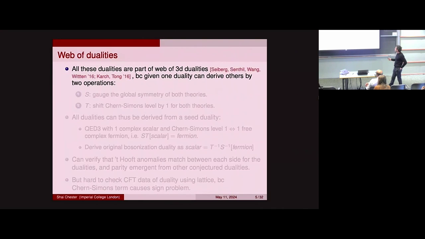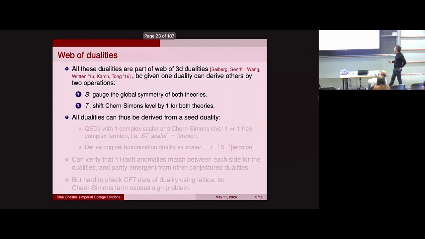Another interesting aspect of these dualities is what's called the web of dualities story. And so there's a claim by these authors from a few years ago that these various dualities were all kind of related. And so the way you can derive one duality from the other duality, not derive rigorously, but I would say give evidence, is using something called S moves and T moves. So the S move is that you take the Lagrangian on either side of the duality and you gauge a global symmetry. The T move is you take the Lagrangians on either side and you shift the Chern-Simons level by 1. And so with these two moves, you can derive all the dualities starting from a seed duality.